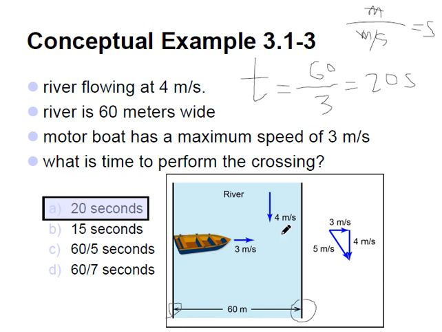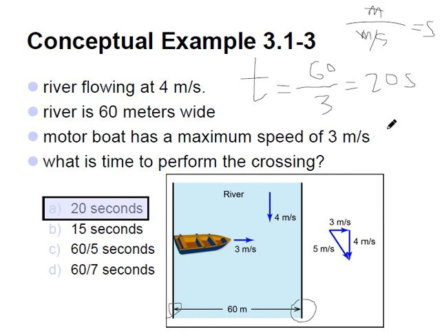Since you are going with the boat, you have to use the boat speed instead of the river speed, because you're going that direction. You're not going along the river, you're crossing the river. So from here to here is your distance, divided by the speed of the boat in meters per second. The unit meter cancels, the second moves up, and you get seconds. So time is 60 divided by 3, which is 20 seconds.